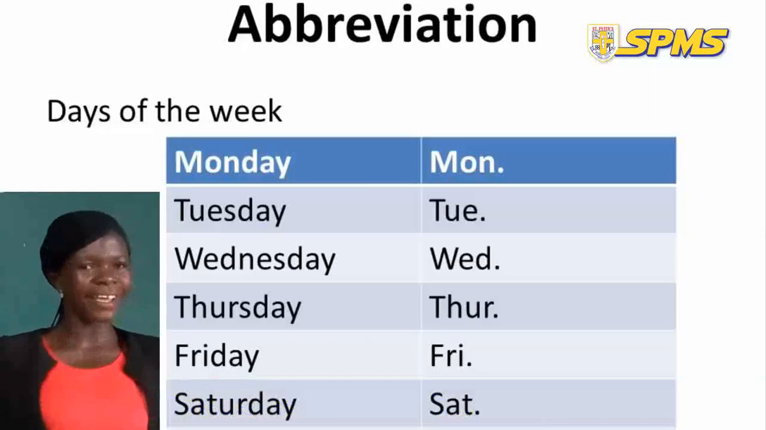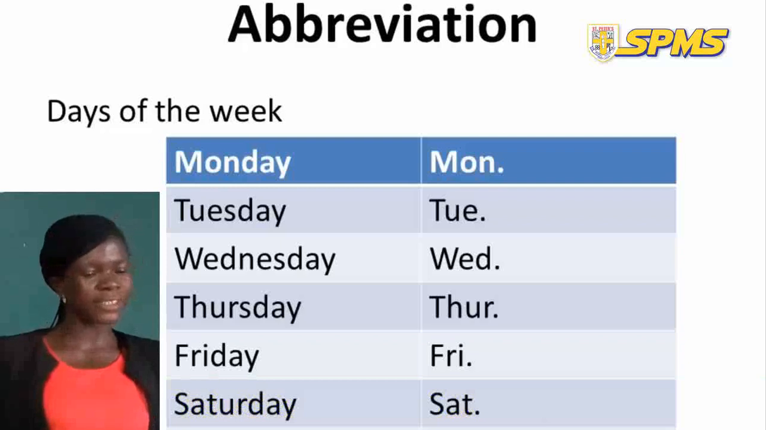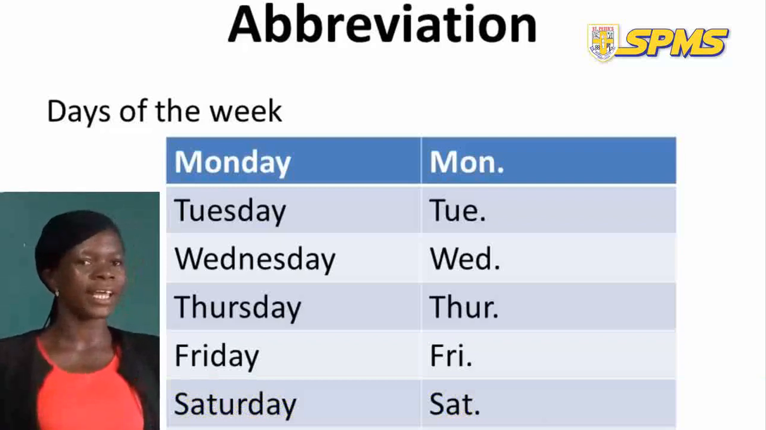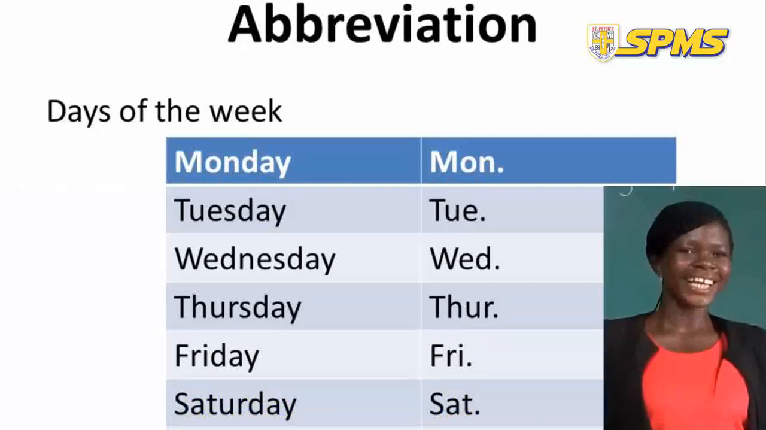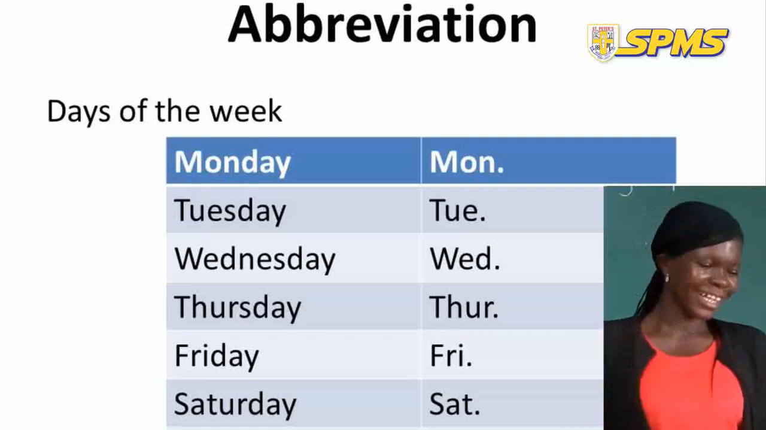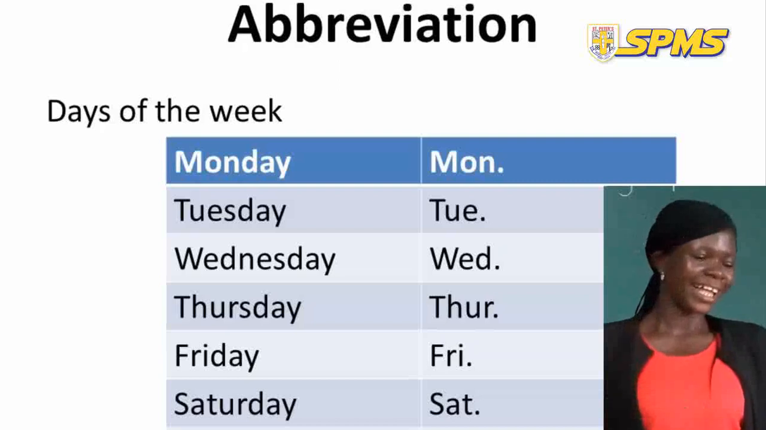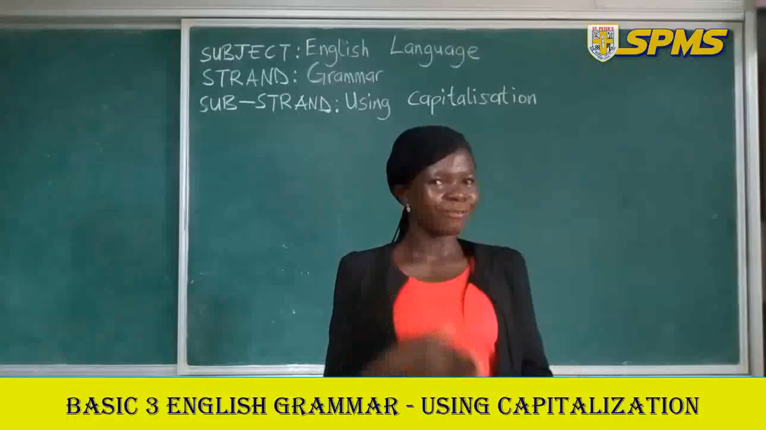Now let's go to days of the week. Monday is MON with a full stop. Tuesday, TUE, full stop. Wednesday, WED, full stop. Thursday, THUR, full stop. Friday, FRI, full stop. Saturday, SAT, full stop. Then Sunday, SUN, full stop.